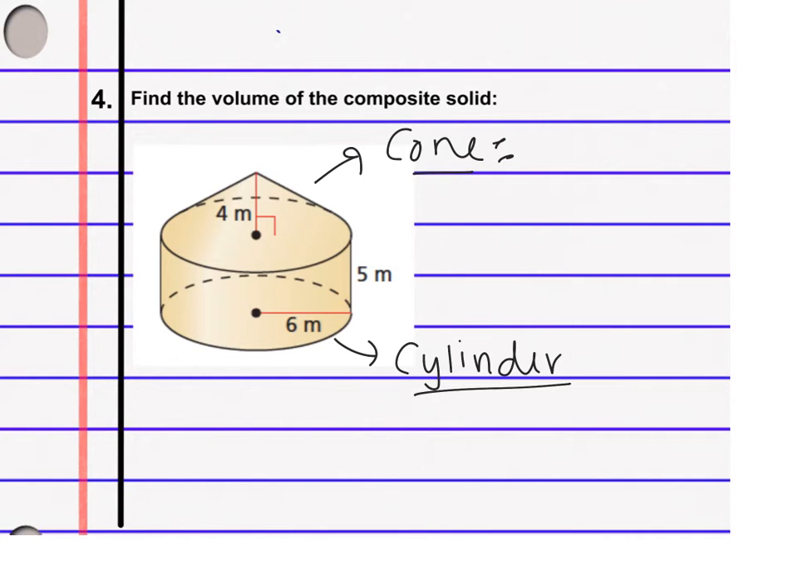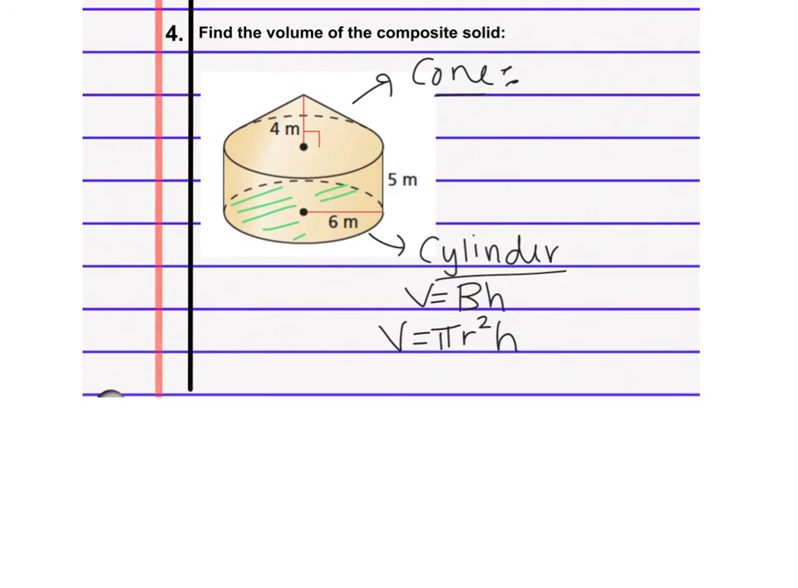So cylinder has 2 bases. Volume is base times height. We don't need the 1/3. The base of a cylinder, what color should we do? Green. The base of a cylinder is a circle. How do you find the area of a circle? Pi r squared. So I'm going to change that. And then let's plug some stuff in. So the radius is 6. If you want to do 6 squared, make that 36. The height of my cylinder is 5.